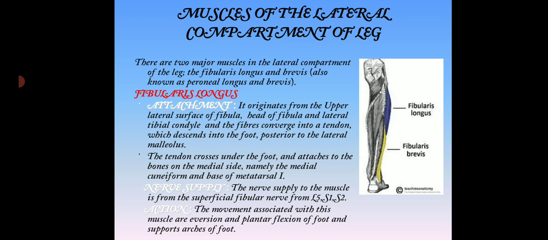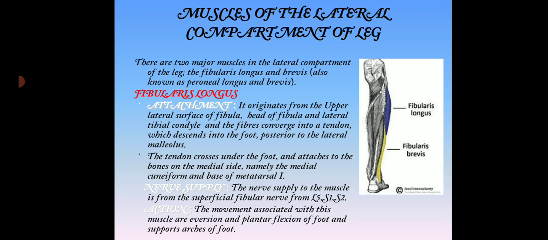Next, we are going to see the muscles of the lateral compartment of the leg. There are two major muscles in the lateral compartment of the leg, the fibularis longus and the fibularis brevis. These are also called peroneal longus and peroneal brevis. First, we are going to see the fibularis longus.